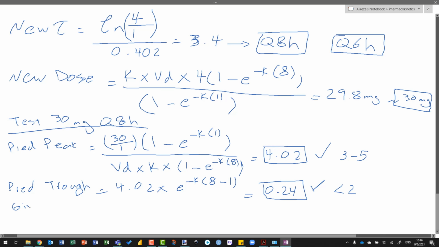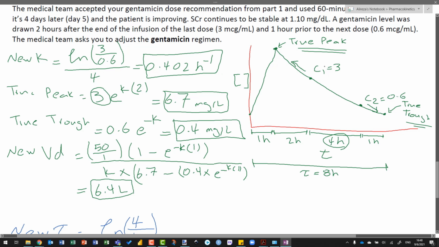So basically what we recommend is give gentamicin 30 milligram IV every 8 hours, infused over 1 hour, starting now. Because our levels were not toxic, the reason we started this new dose was that this true peak that we calculated here was 6.7, and our goal was 3 to 5. So because our goal is 3 to 5 and this was 6.7, we are giving more gentamicin than we needed. So that's why we calculated a smaller dose, because we don't want to expose the patient to unnecessary amount of gentamicin, even though our trough is less than 2, so the risk of toxicity is low.